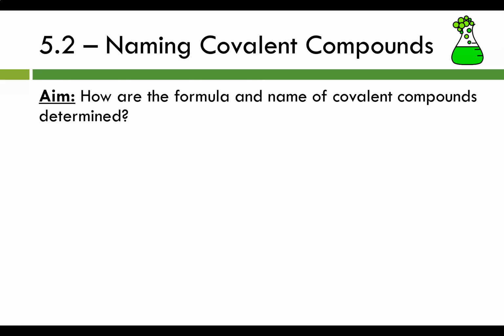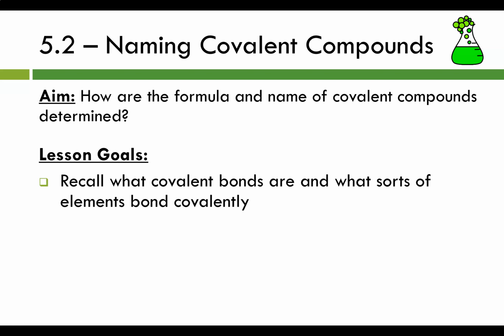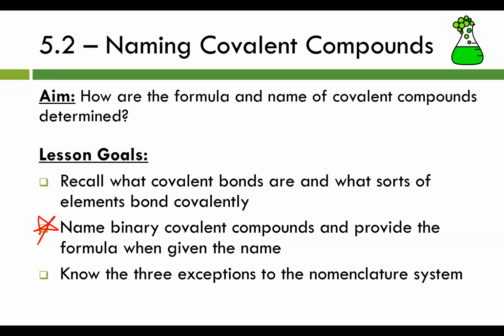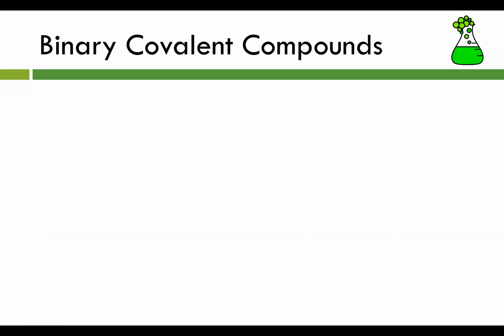In today's lesson we're going to discuss how the formula and the name of covalent compounds is determined. A couple quick goals for today's lesson. First, we need to recall what covalent bonds are and what sorts of elements will bond covalently. Second one is the big one for today's lesson. We're going to name binary covalent compounds and be able to provide the formula when given the name. And finally, we'll talk about 3 exceptions to the nomenclature system that we're going to be using that you need to be aware of. All right, let's get started.